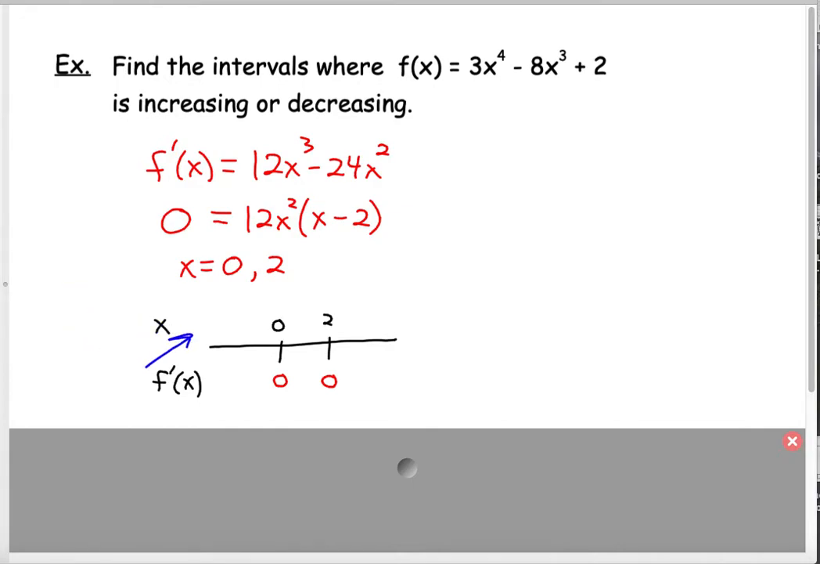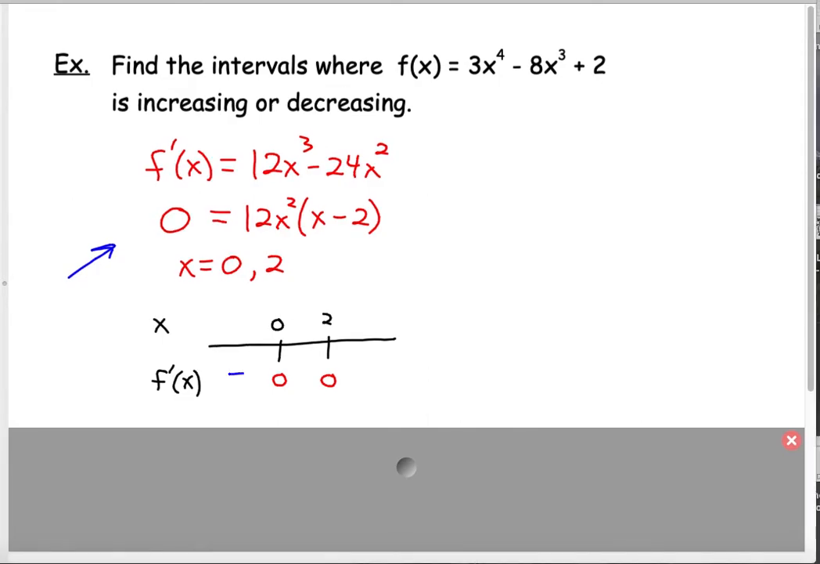Let's start with anything that's less than 0. If I pick a value less than 0, it doesn't matter what value, because I know that my derivative is not changing signs over this interval, because if it was, I'd have another 0 here. So let me pick, let's say, -1, and plug that into my derivative. It's usually easier to plug it in here, because I don't care about the exact answer, I just care whether my answer is positive or negative. So if I plug a -1 in here and square it times 12, that'll be a positive value. And -1 minus 2 is a negative value. So a positive times a negative gives me a negative. That means our function's decreasing when x is less than 0.